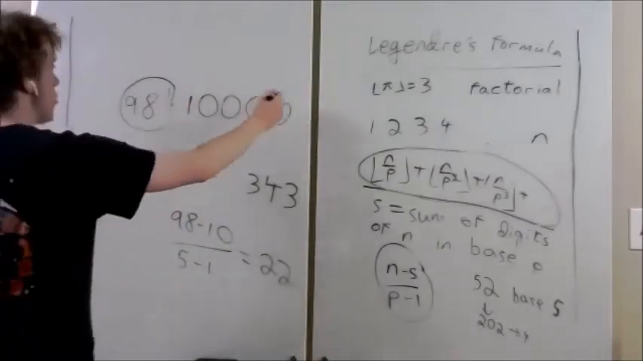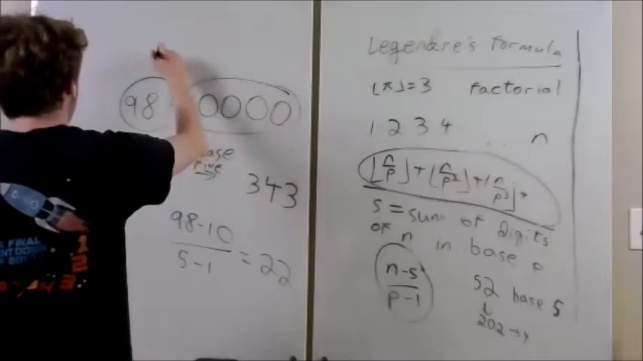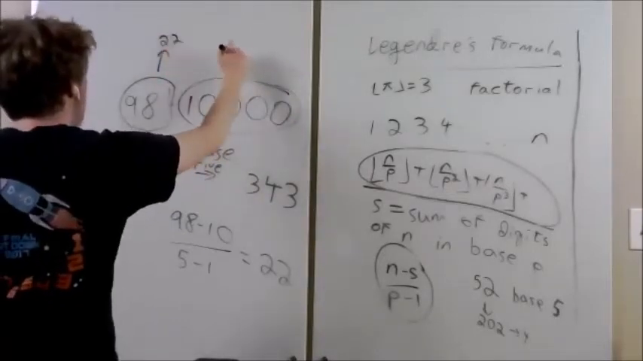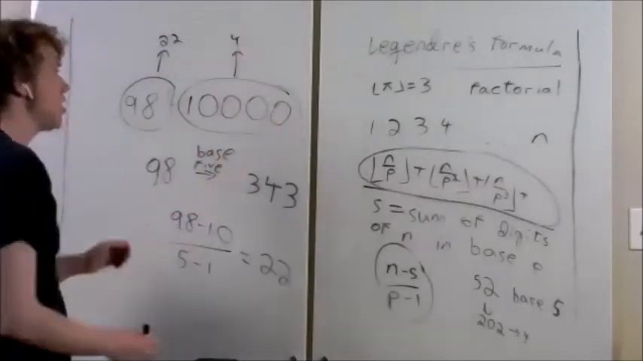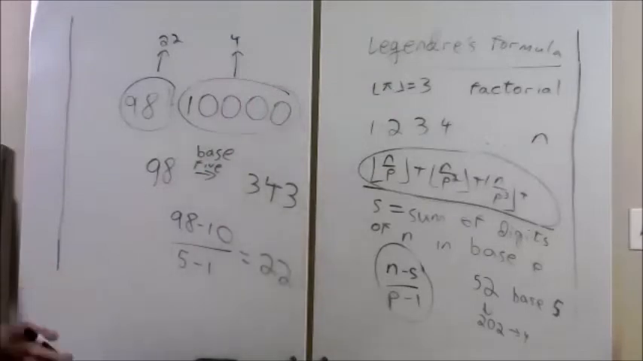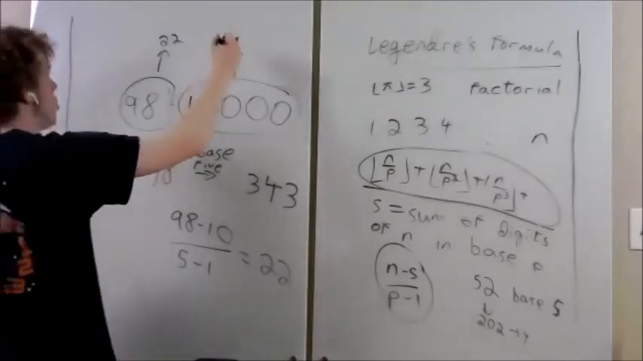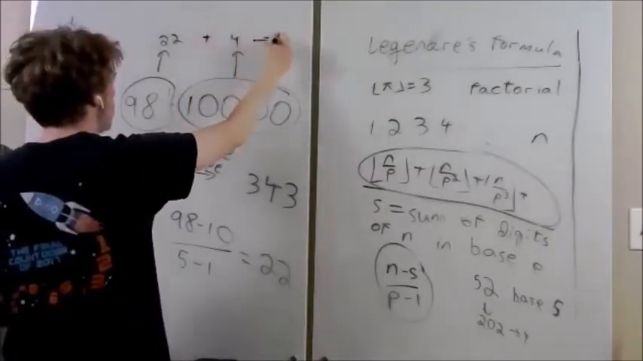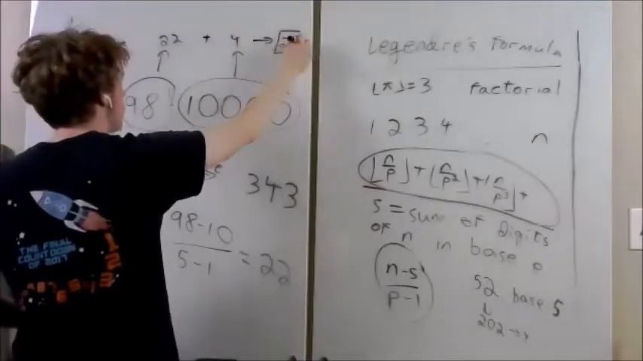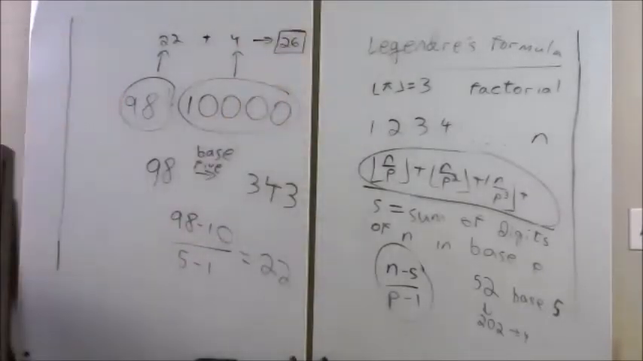And then you can just see it appears 4 times in 10,000, because this is 10 to the 4th power, which is 2 to the 4th power times 5 to the 4th power. So in total, 22 plus 4 is 26. So 5 appears 26 times in the prime factorization, and that's the answer.